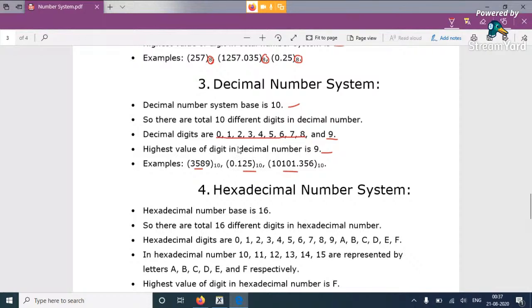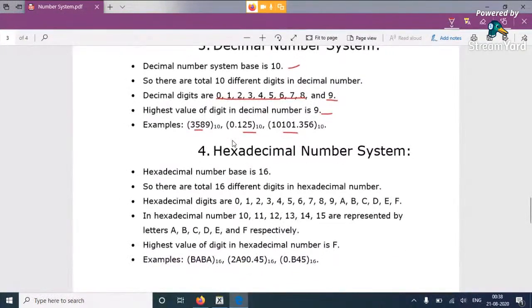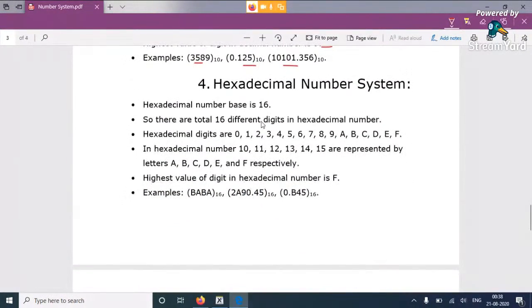These examples consist of using these 10 different digits. Okay. Last one is hexadecimal number system. So hexadecimal number system base is 16. So there are total 16 different digits in hexadecimal numbers.